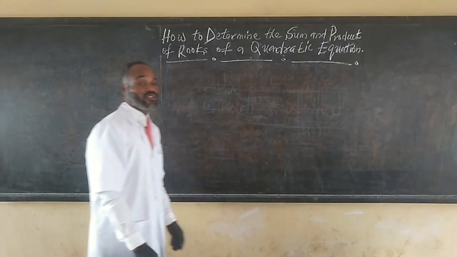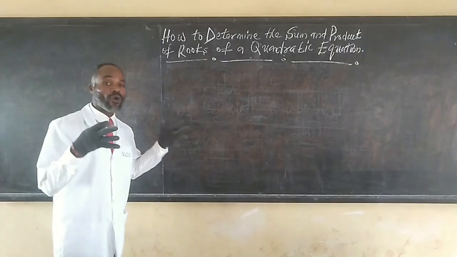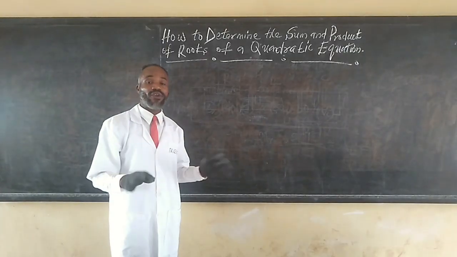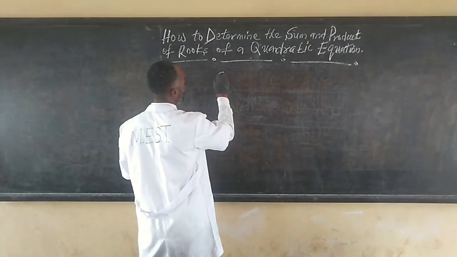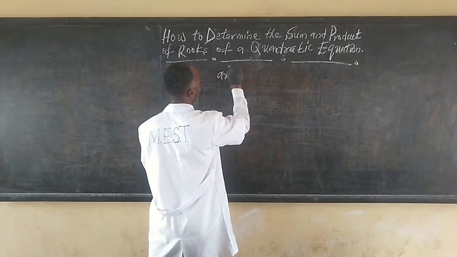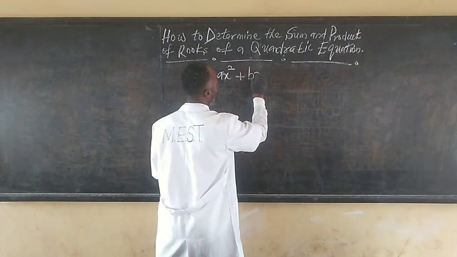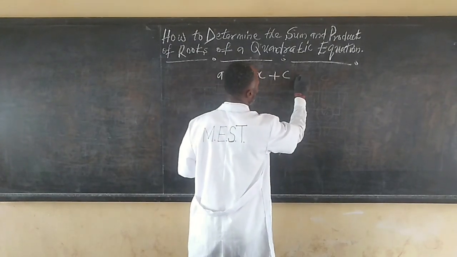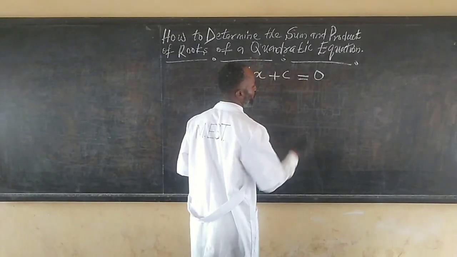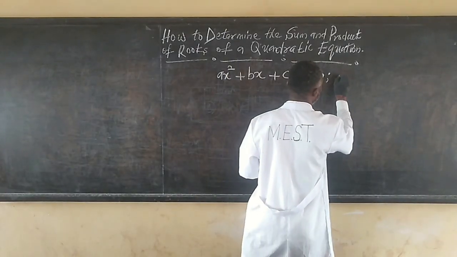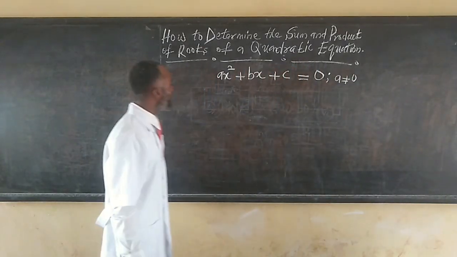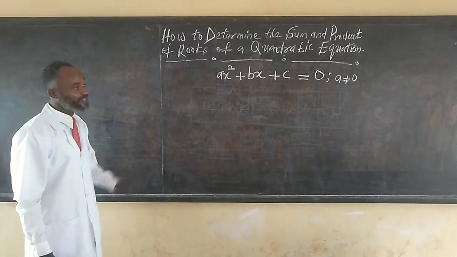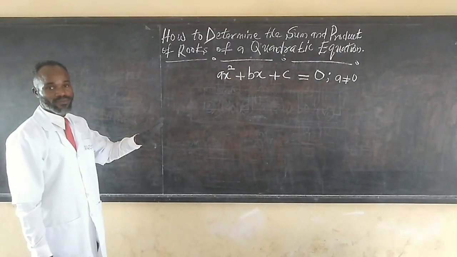Okay? So the first thing is for us to recall the general representation of a quadratic equation, given as ax squared plus bx plus c all equal to 0, whereas, so far, a is not equal to 0. Okay? Yes. That's the general representation.